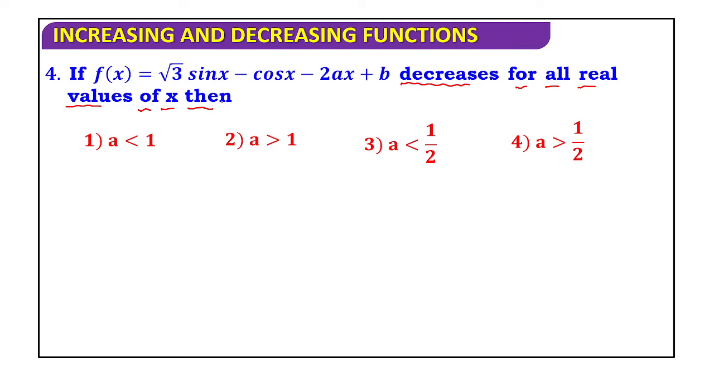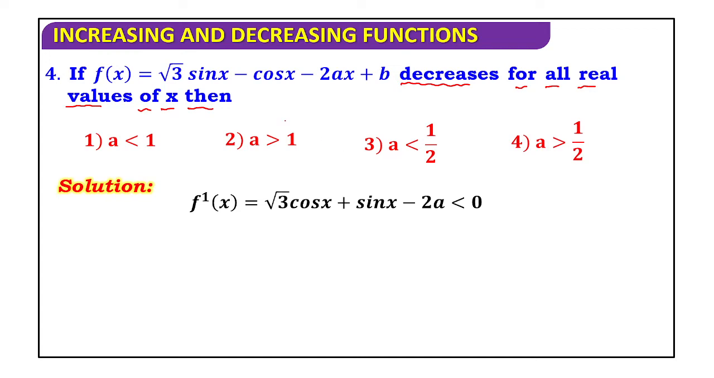So now you can just differentiate the given function and you can understand the problem. So for that what we shall do? You take f of x and you differentiate it. You will get differentiation of sin x as cos x, differentiation of cos x as minus sin x, minus into minus will be plus sin x, differentiation of minus 2ax will be minus 2a, differentiation of b is 0. Okay, so this is our f dash of x.